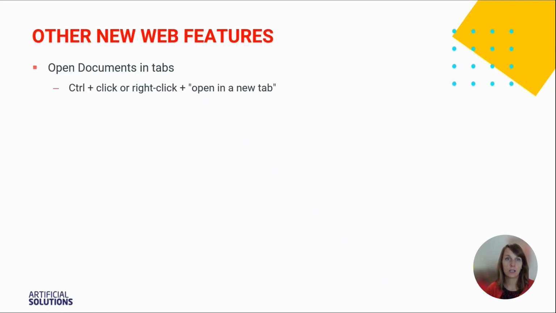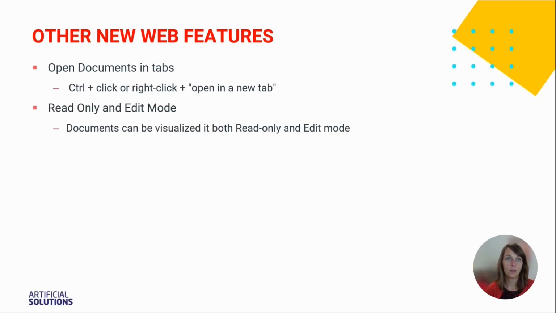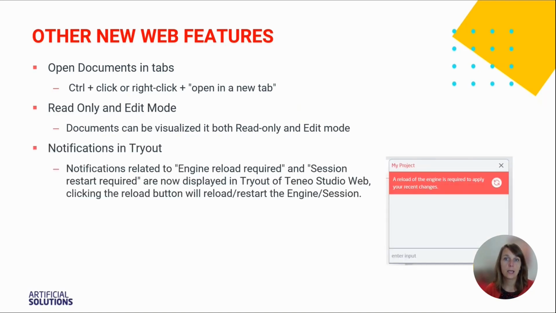Other new features, as I mentioned, is that you can open the documents in tabs, and it's done in either of these two ways that you can see here. Simply holding down Control and then clicking on the element will open a new tab, or you right click and open a new tab. Okay. The read only mode and edit mode. So you have both of those. And then the notifications in tryout. I hopefully will not get any notifications in tryout when we go to look at it in a little while. So I included a screenshot here so you can see what it looks like in case you run into it. But yeah, that's what it's going to look like. So you're going to get these notifications here, and you can then go and reload your engine if that is what is required.